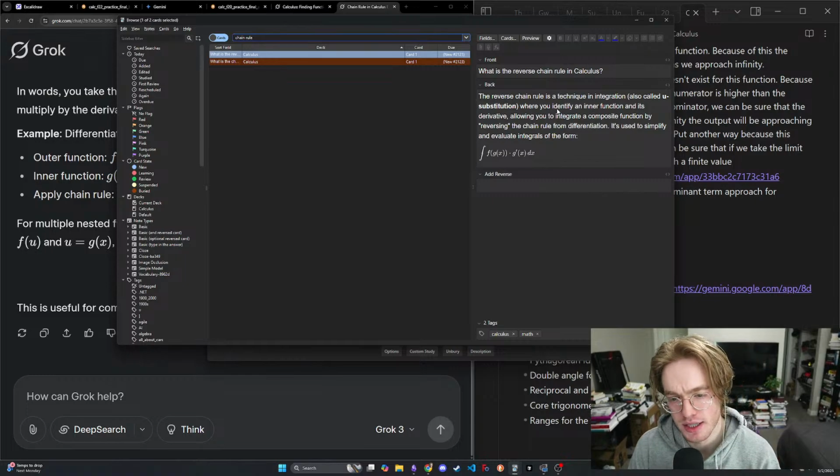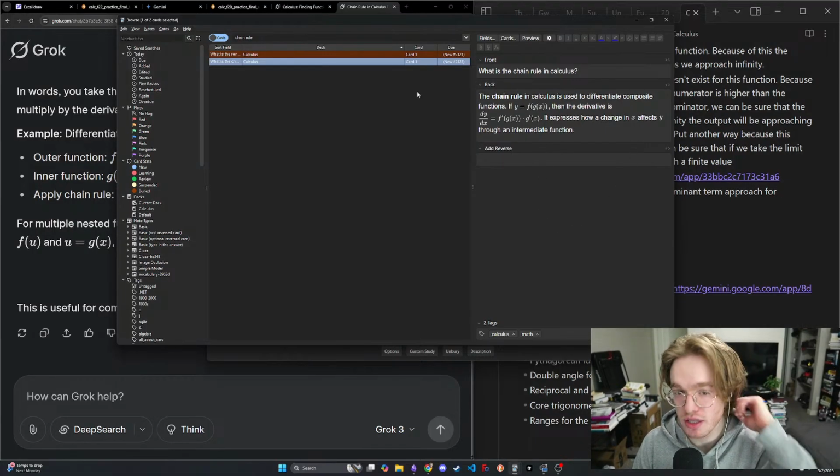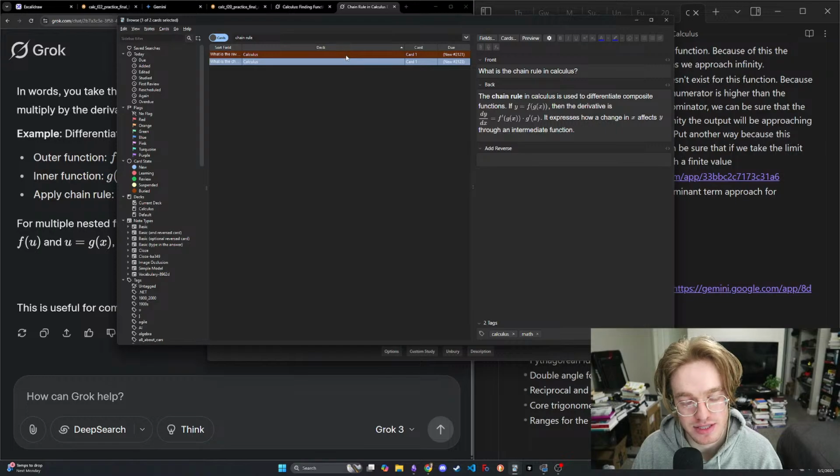Okay. So the chain rule is a technique in integration. Sorry, the chain rule is used to differentiate composite functions. If y equals f of g of x, then dy over dx equals f prime of g of x multiplied by g prime of x. It expresses how change in x affects y through an intermediate function. Okay, I think that's reasonable.